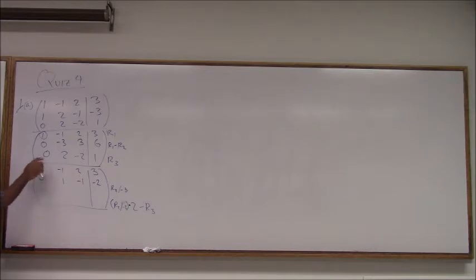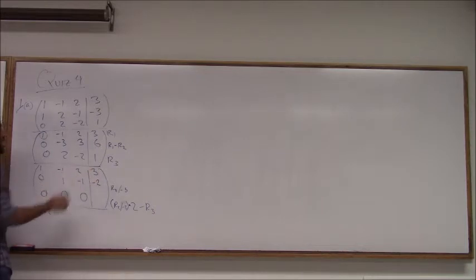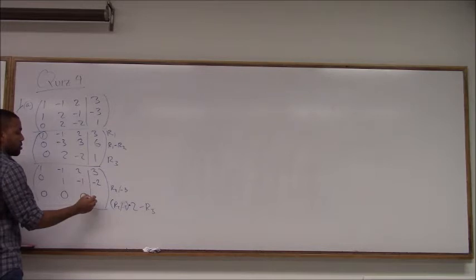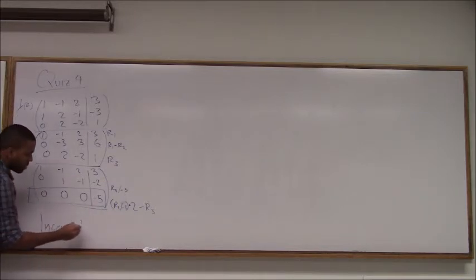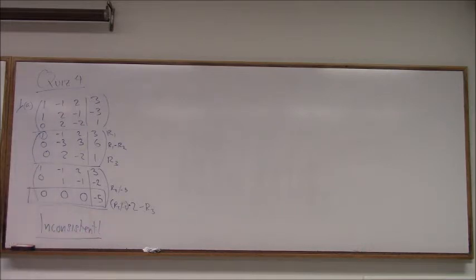So this times 2 minus that, 0. This times 2 minus that, 0. This times 2 minus that, 0. And this times 2 minus that would give me what? Minus 5. Right? And so now what does that mean? That row here means it's inconsistent. So part 1a was inconsistent because now I have an equation that says 0x plus 0y plus 0z equals minus 5. That makes no sense.